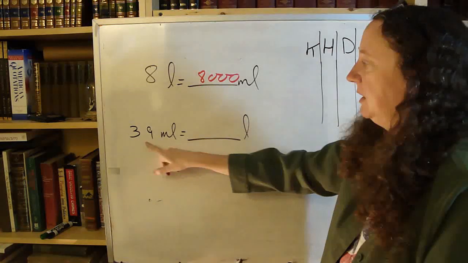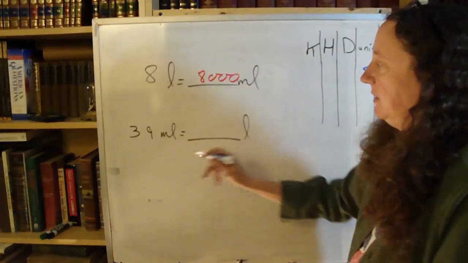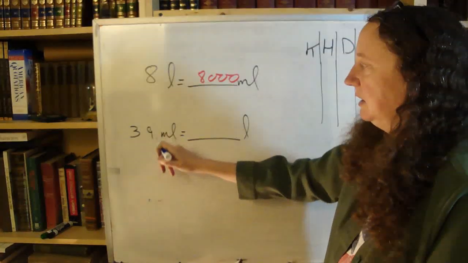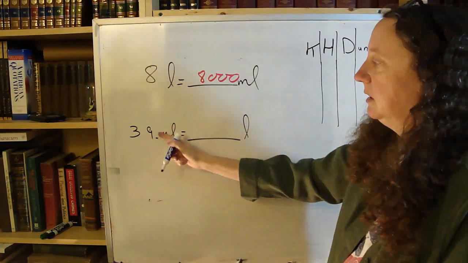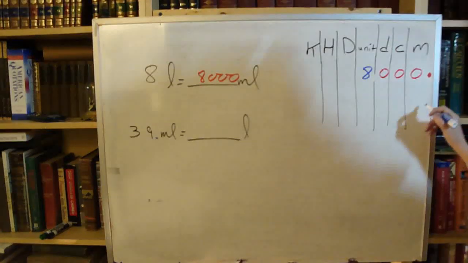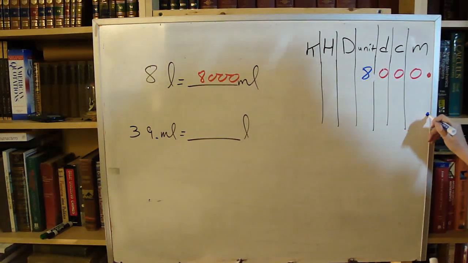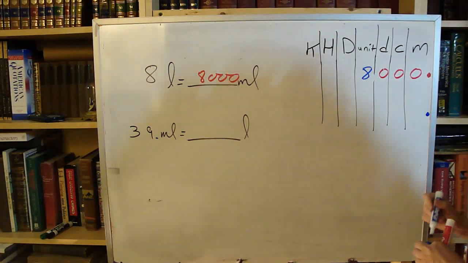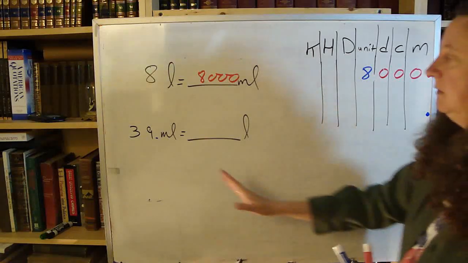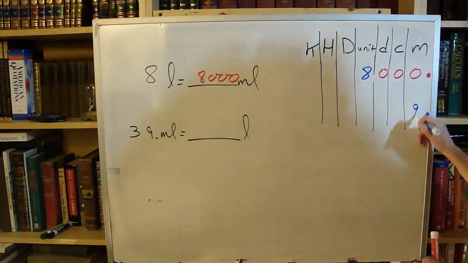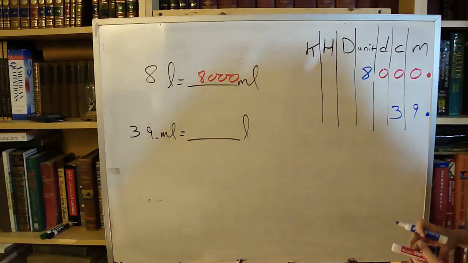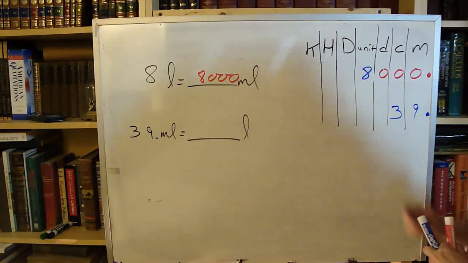Next problem, 39 milliliters. Find my decimal point. It's at the end of the number. Find the column I want it to be in, milli. Goes at the end of the column. Fill in my number. Notice there's 1 digit per column.